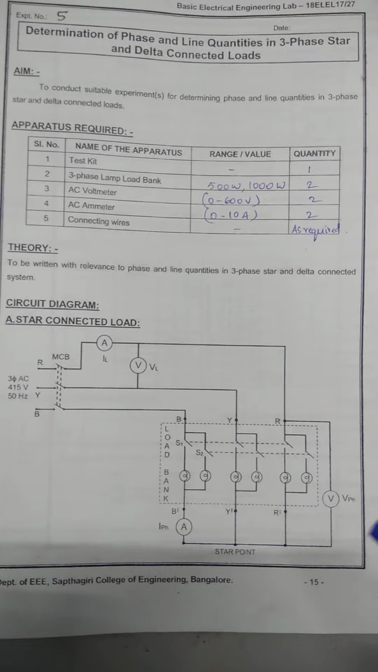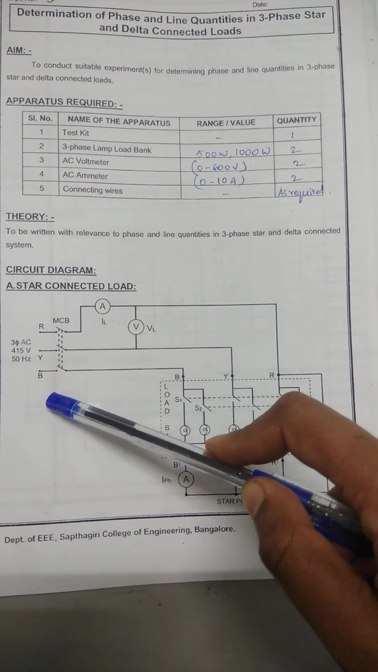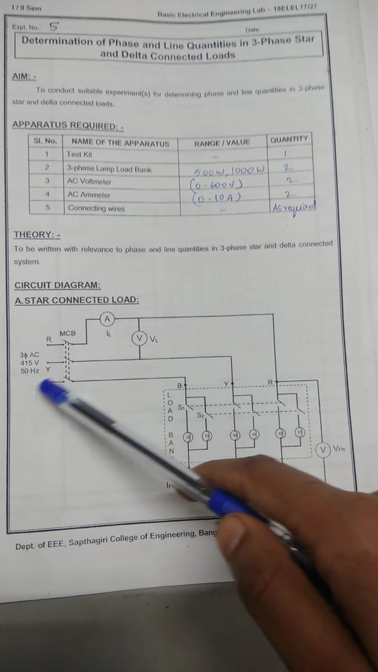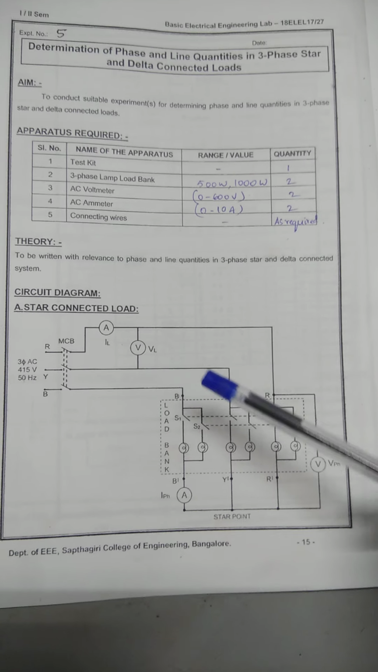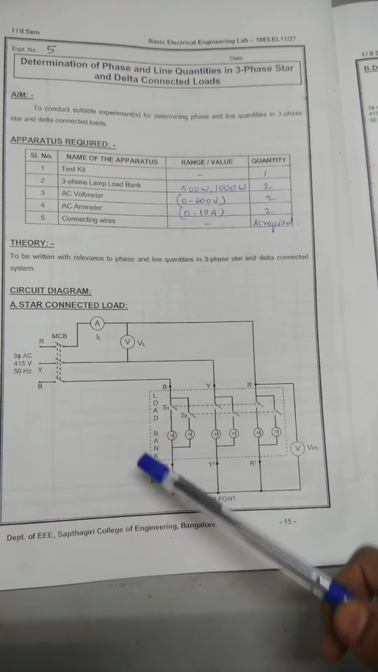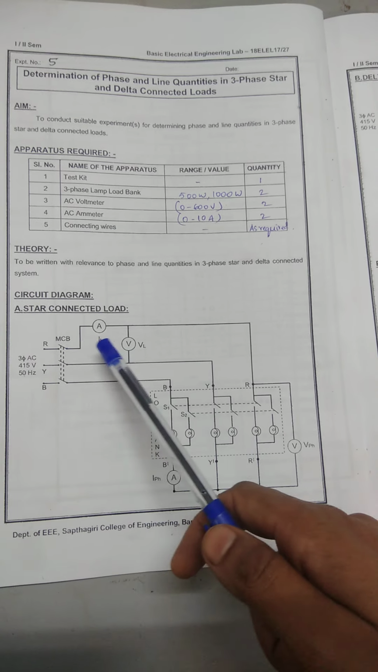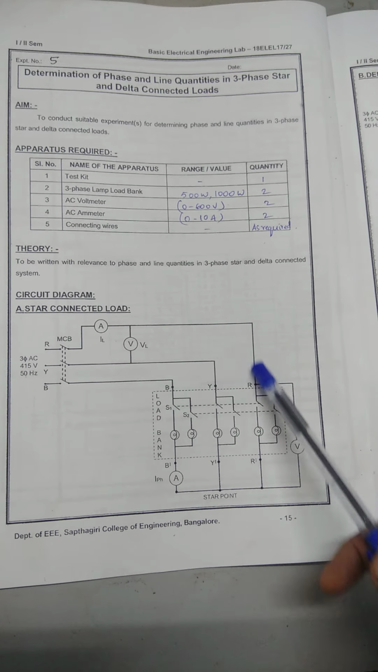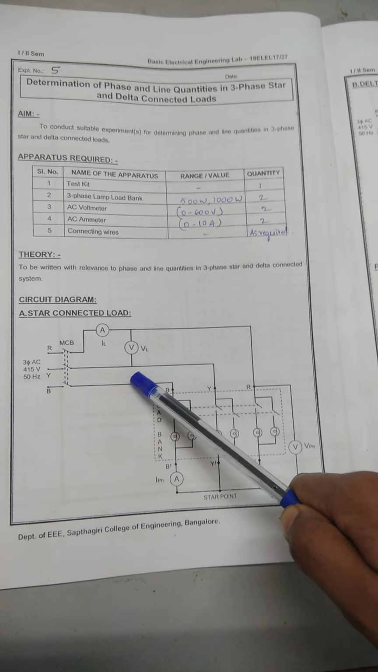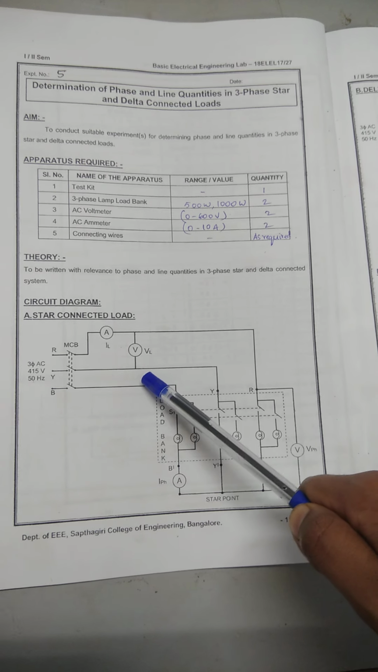In this circuit diagram, we have three phases: R phase, Y phase and B phase. The supply required for all three phases is 3-phase AC, 415 volt, 50 hertz. Here we are going to measure the line and phase values of star and delta connected loads. The ammeter is connected in series with the R phase to measure the line current. One more voltmeter is connected across R and Y phase, and it is used to measure the line voltage between R and Y phase.